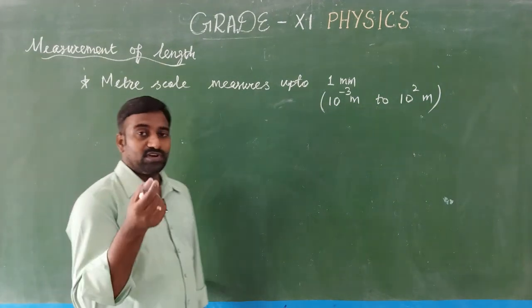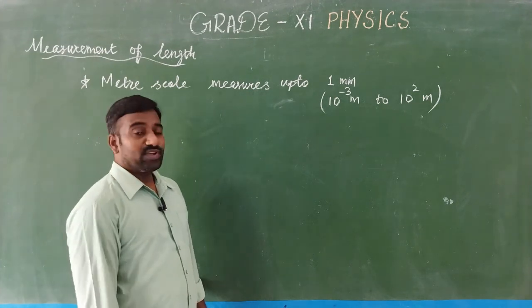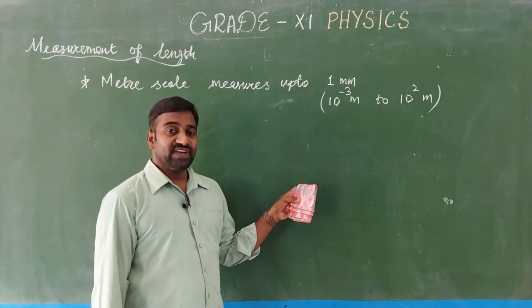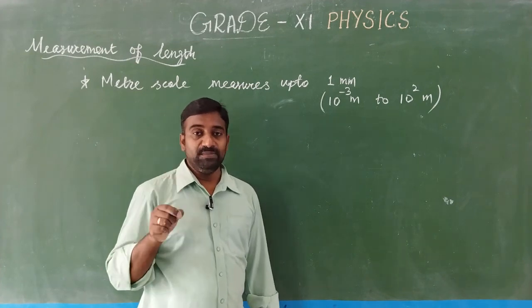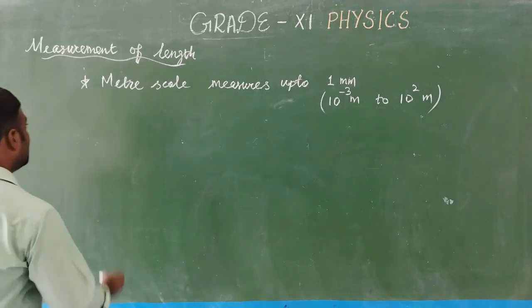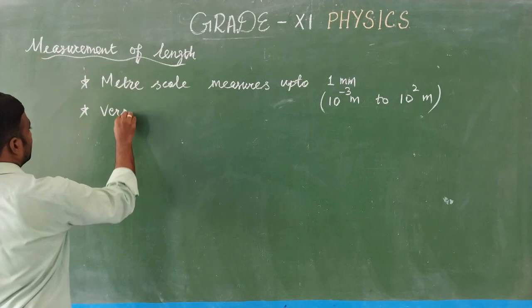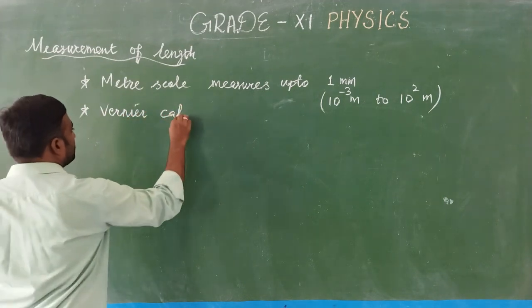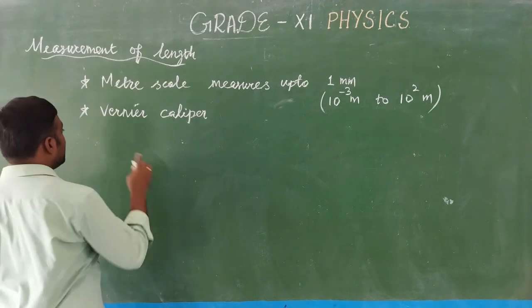If you want to measure the thickness of an object like our hair, can you use a meter scale? Because our hair thickness is very small, smaller than a millimeter, we cannot use the meter scale. For that we'll use another instrument. The name of the instrument is vernier caliper.